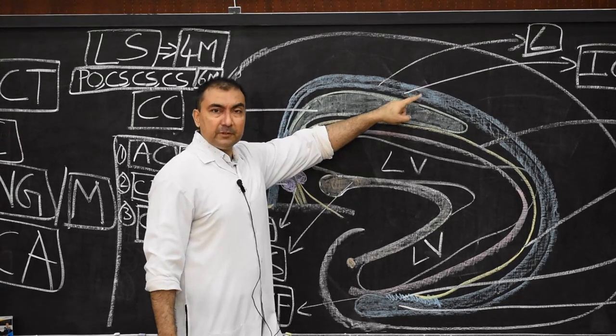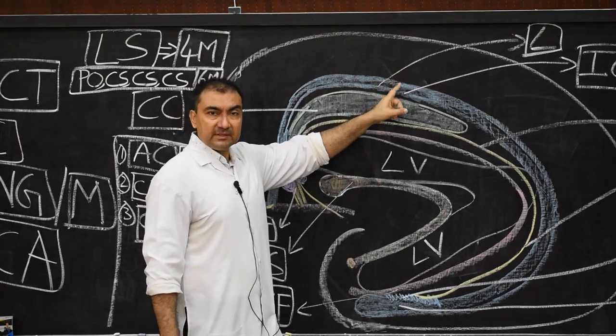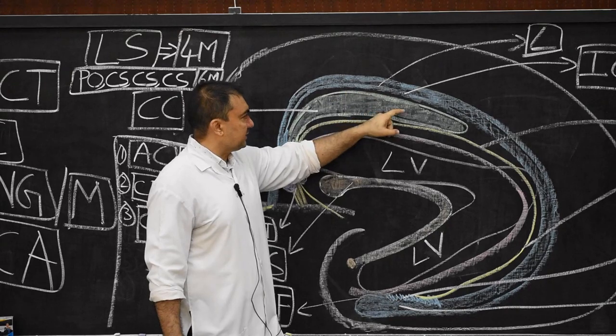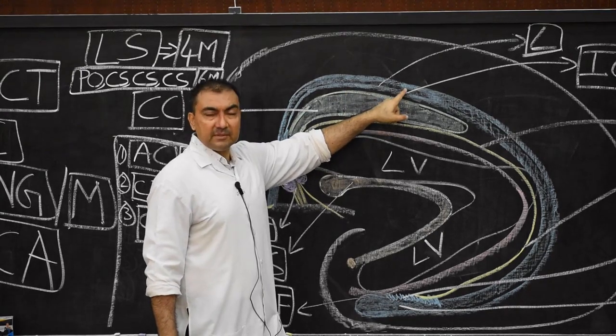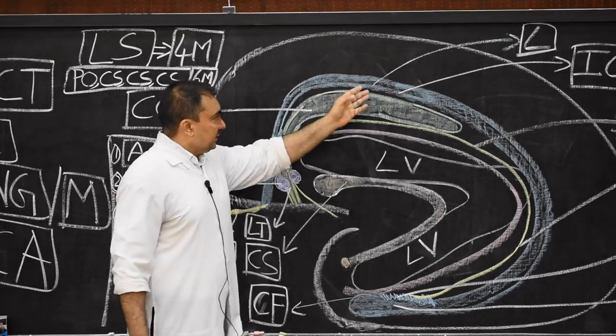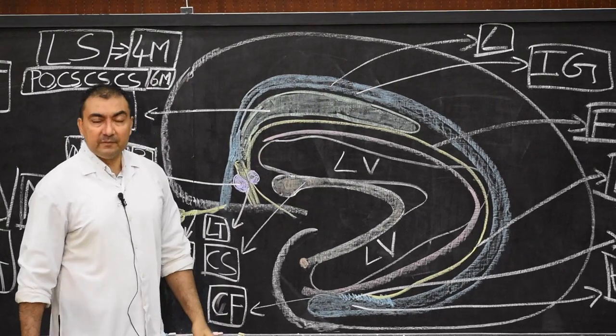The superficial part of the hippocampus will degenerate. The fibers which are present dorsal to the corpus callosum will degenerate, and what will happen? They will form the indusium griseum, a vestigial component.